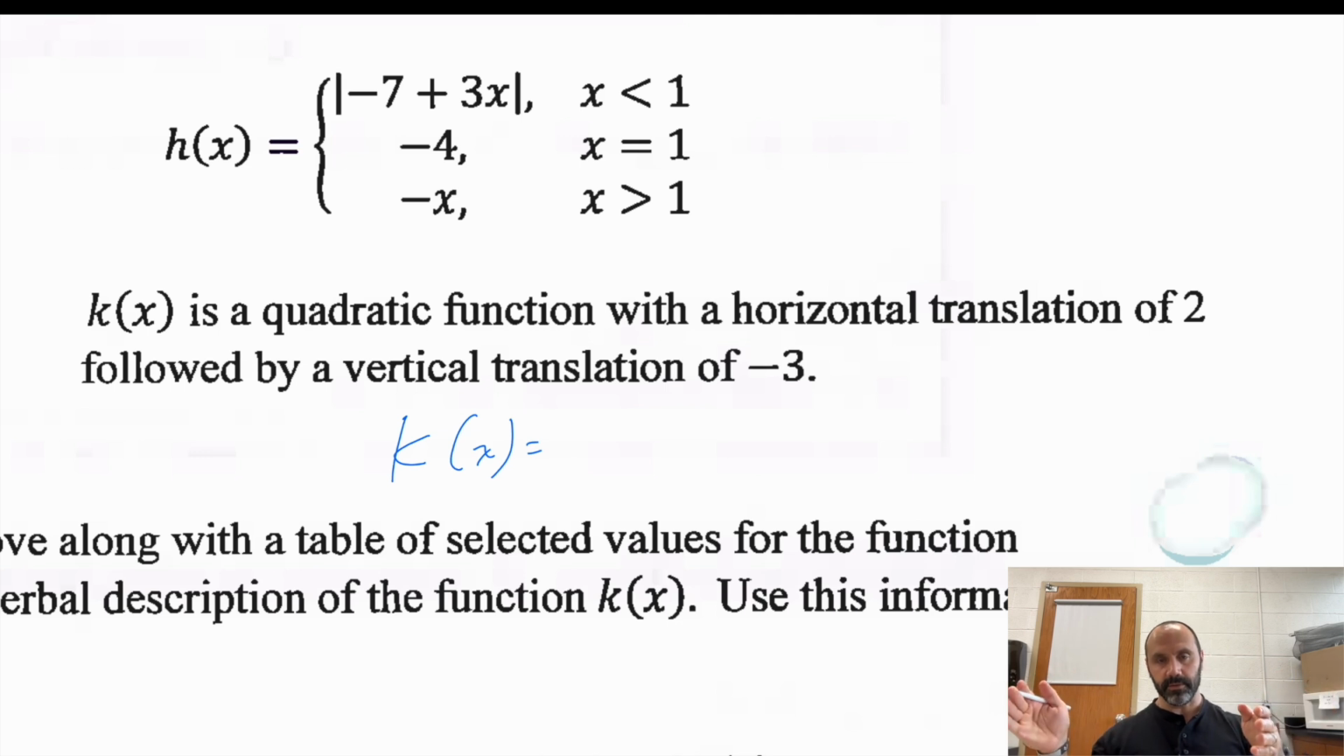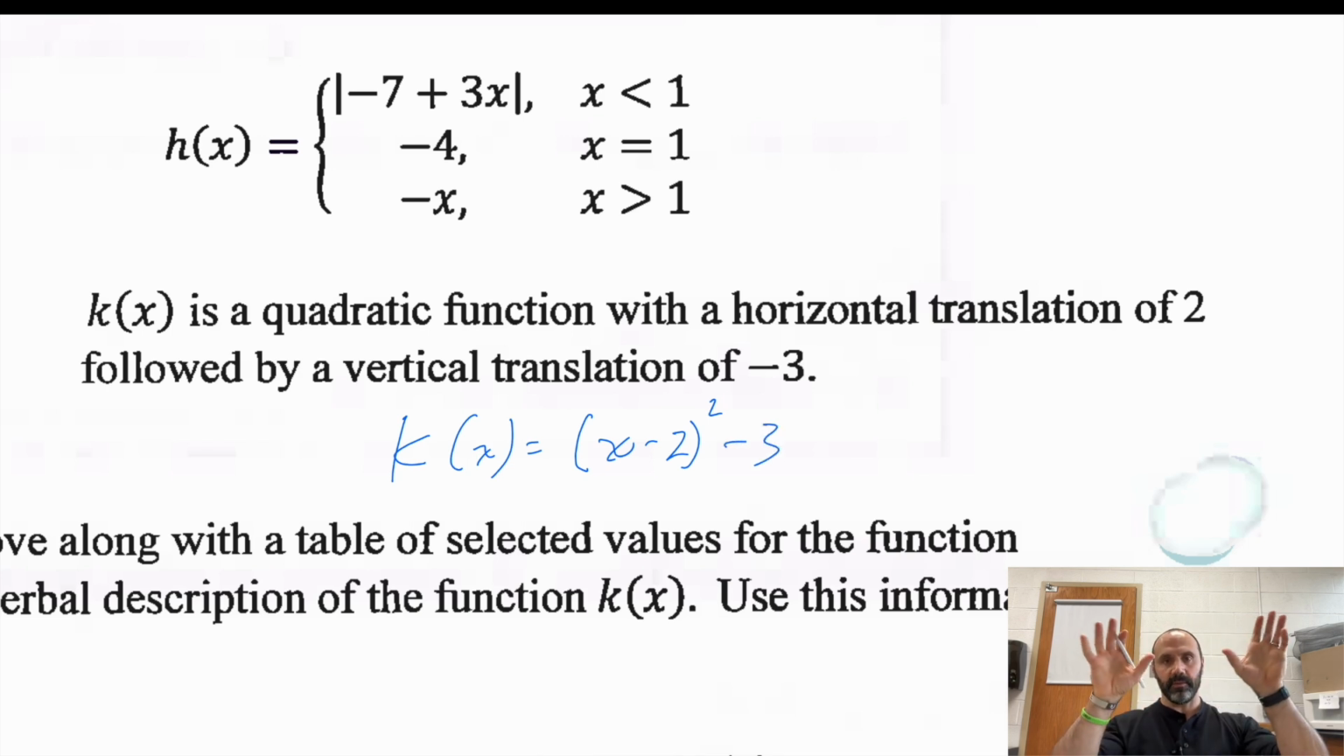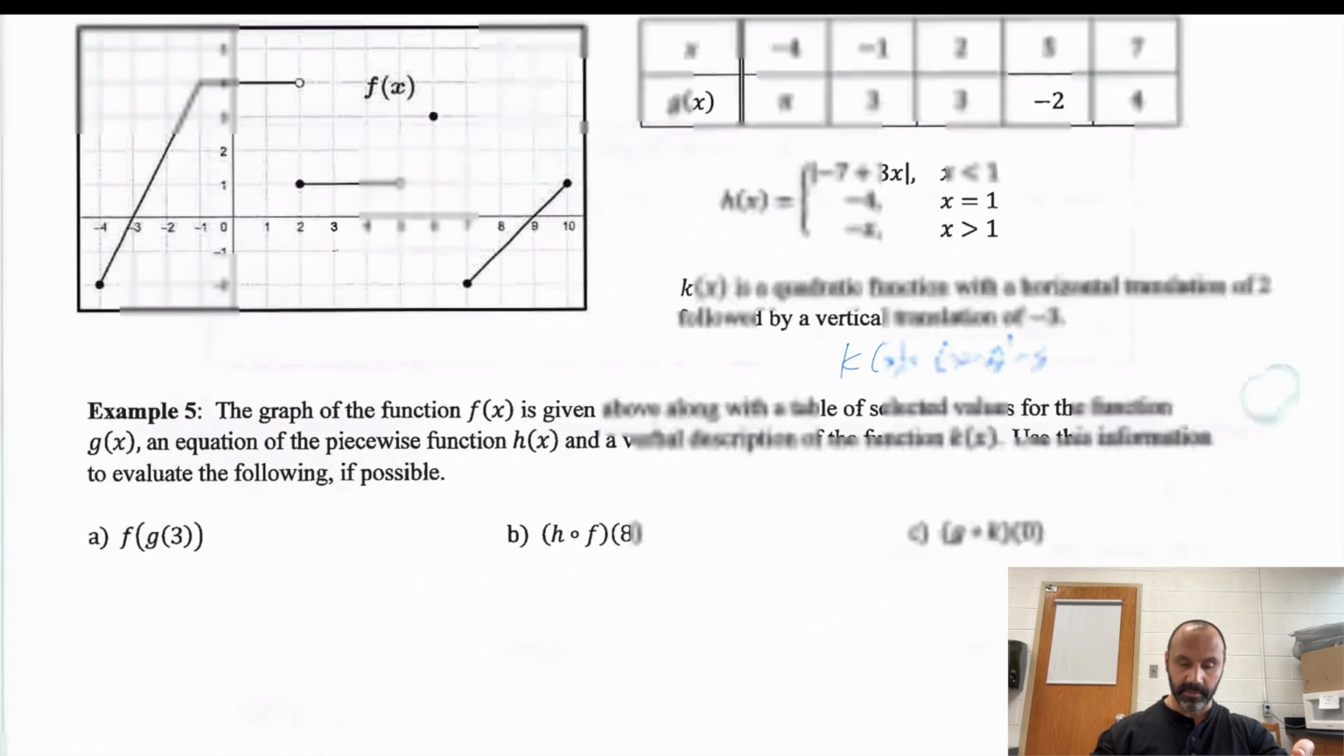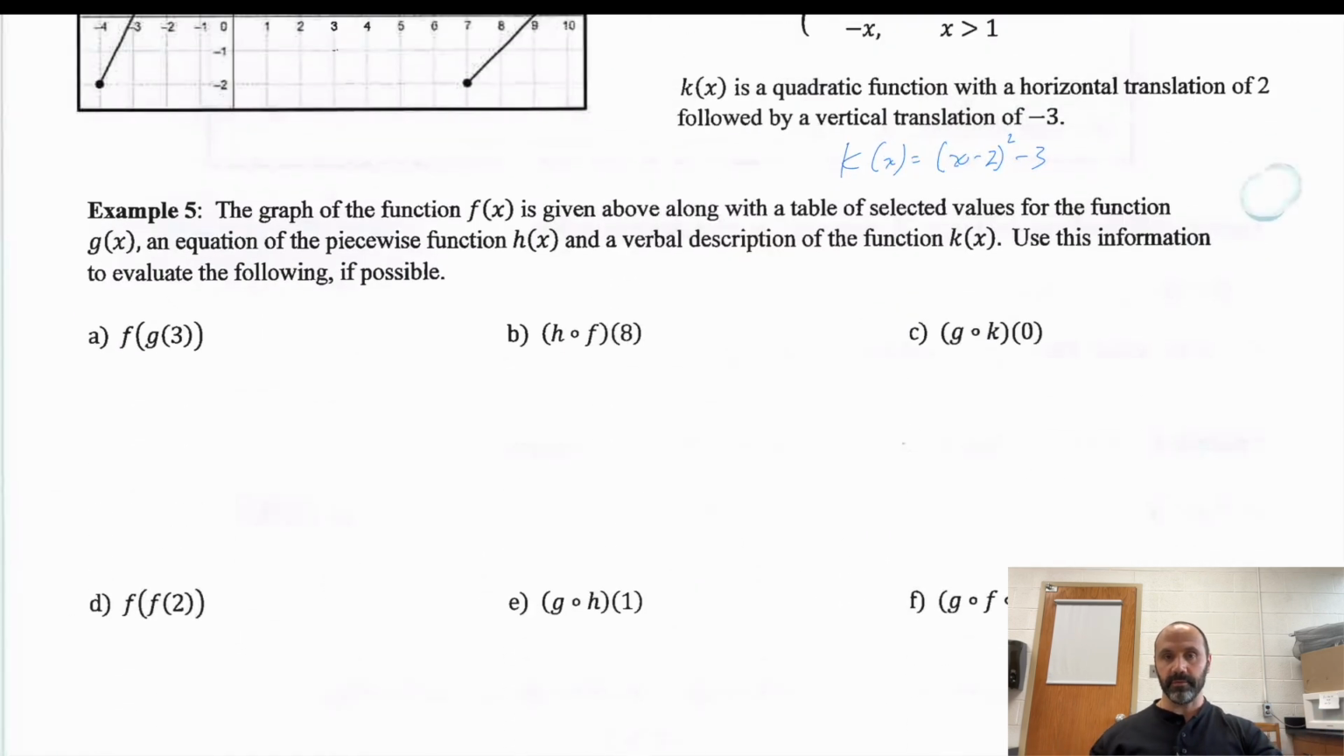If you're going to the right 2, then you actually put in negative 2, like that, so this is squared. And then a vertical translation of negative 3, we just tack that on, negative 3. That'll take whatever graph we get and shift it down 3. Okay, so now I have an expression for k of x, and that's going to be helpful as I go through these examples. Nothing very different from what we've done before.